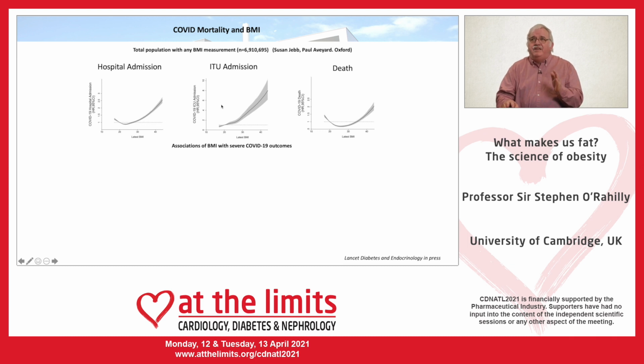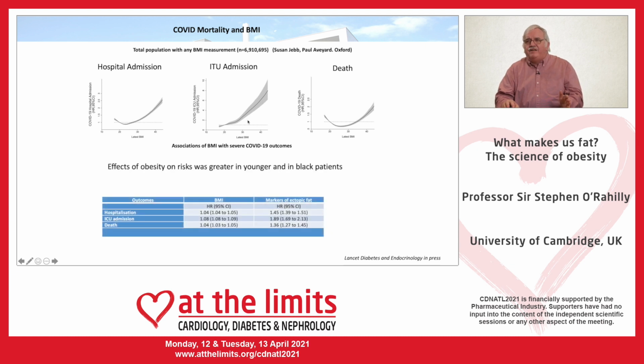It's based on nearly 7 million GP records, following people through to hospital admission, ITU admission and death. You can see that the impact of body mass index on ITU admission really starts at around 25. So even overweight people are starting to show an increased risk of ITU admission. And it's not just obesity. For every unit increase in obesity, there's definitely a unit increase in hospitalization, ICU admission, and death.